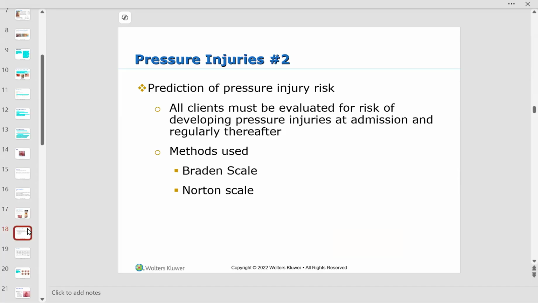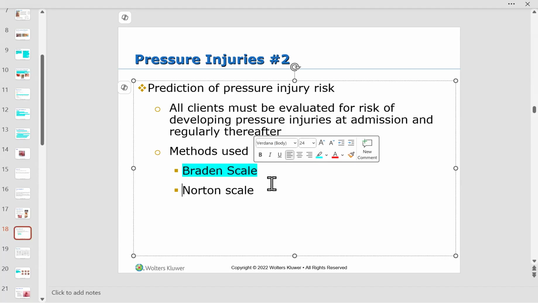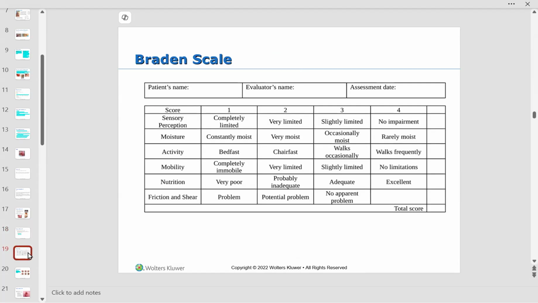Okay. So when we evaluate our patients for the first time, we evaluate them for their risk of developing pressure injuries at admission. And it's usually the Braden scale. There's another scale called the Norton scale, but I'm only going to talk about the Braden scale. And this is the Braden scale.